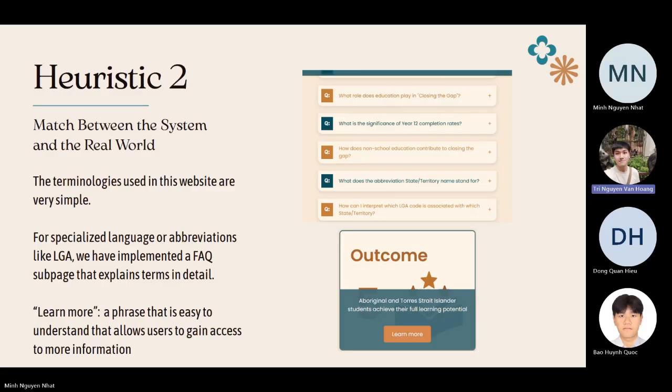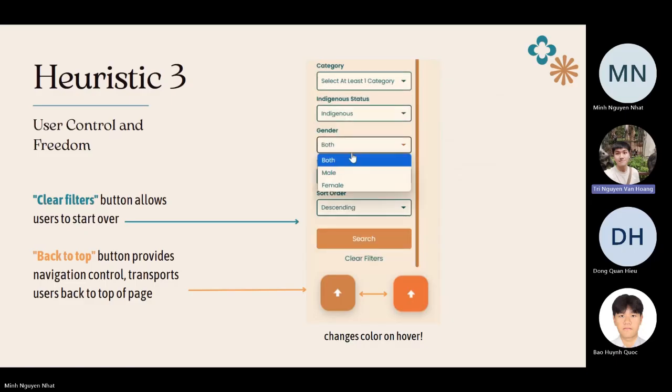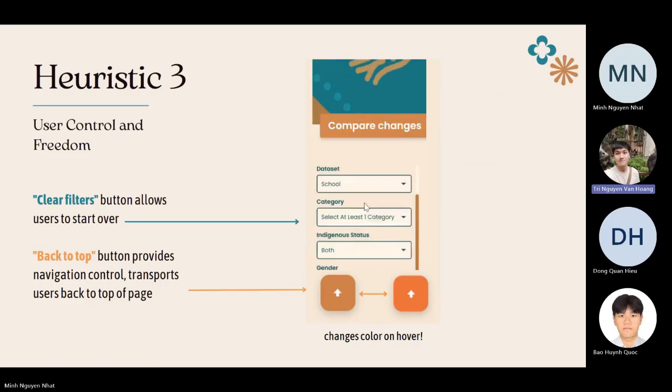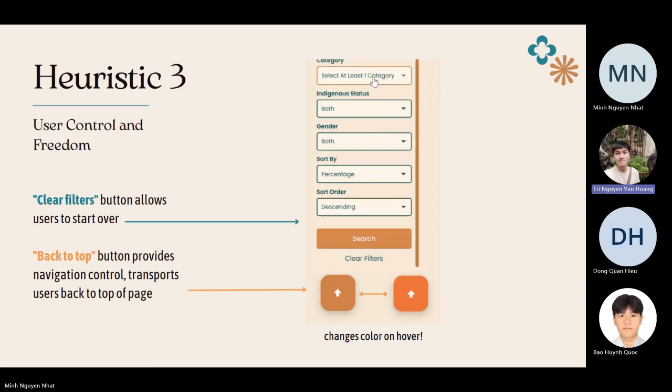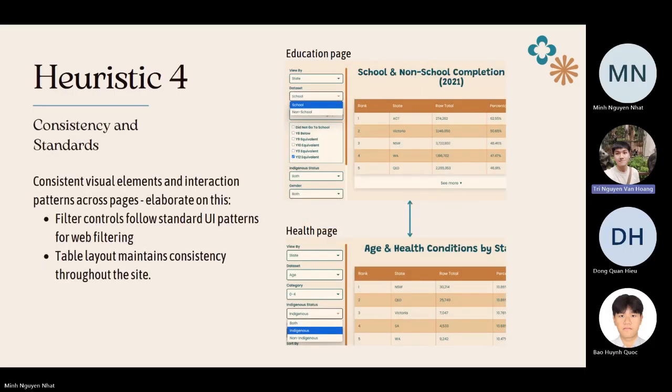Moving on to the third heuristic, user control and freedom. Our design provides clear emergency exits and control over the experience. Some key features include the clear filter button that allows users to start over, and the back to top button, which provides navigation control. Moving on to the fourth heuristic, consistency and standards. We've maintained consistency throughout the interface and followed web conventions. We have consistent visual elements across all pages, as you can see. We have standard interaction patterns for filters and tables. They function just as expected. We also have tooltips that follow expected behavior patterns.